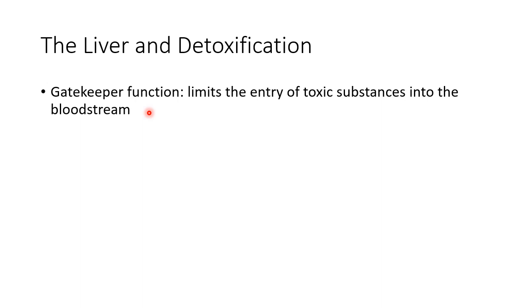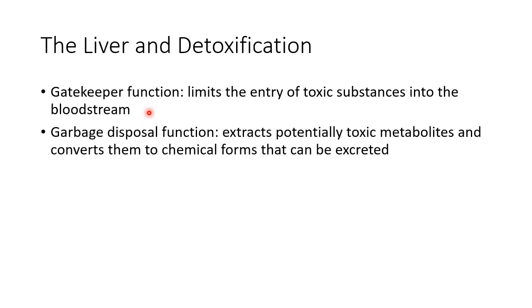So blood flows through here, and if you have ingested a poison, that first encounter by the liver already eliminates the toxic substances absorbed per orem, delivered per orem, sorry. Then it has this second function, the garbage disposal function. It extracts potentially toxic metabolites and converts them to chemical forms that can be easily excreted. And these are more polar, more water-soluble forms.